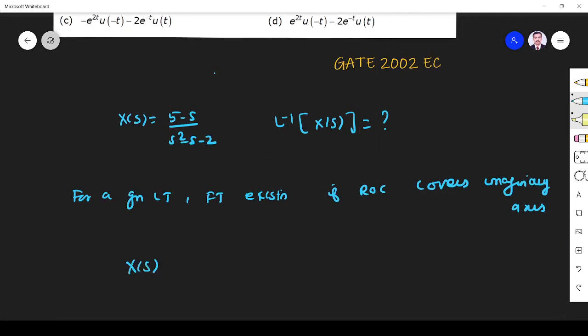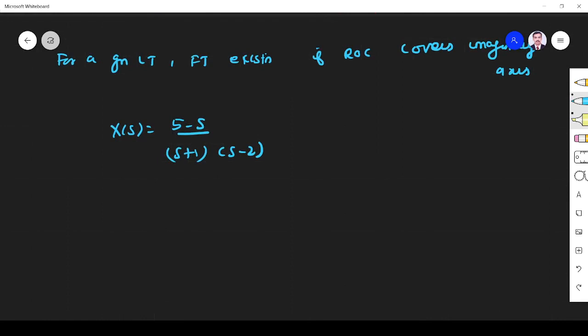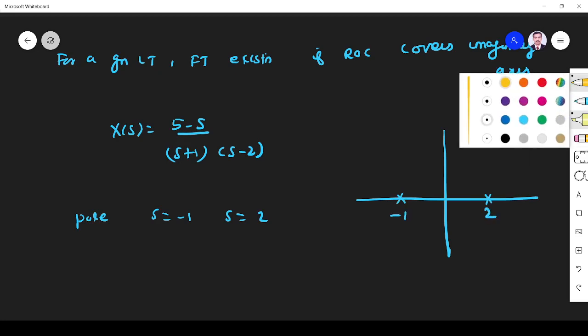So X of s I can write as (5 minus s) divided by (s plus 1)(s minus 2). Where are the poles? Poles at s equal to minus 1 and s equal to plus 2. So if I draw the pole diagram, s equal to minus 1 is one pole, s equal to plus 2 is another pole. So what are the possible ROCs?